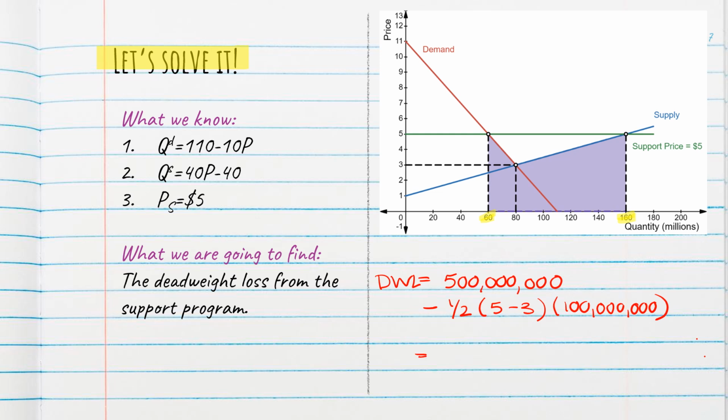So if we do a little math here, we get $500 million minus $100 million. Why is it $100 million? Because 1/2 of 2 is 1. And 500 million minus 100 million is $400 million. So that's the fastest way to compute the deadweight loss when we're looking at a government purchase program.